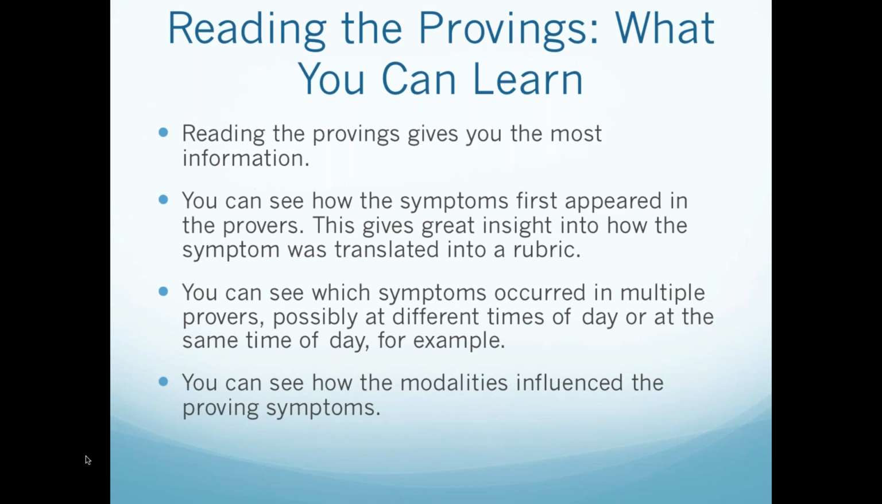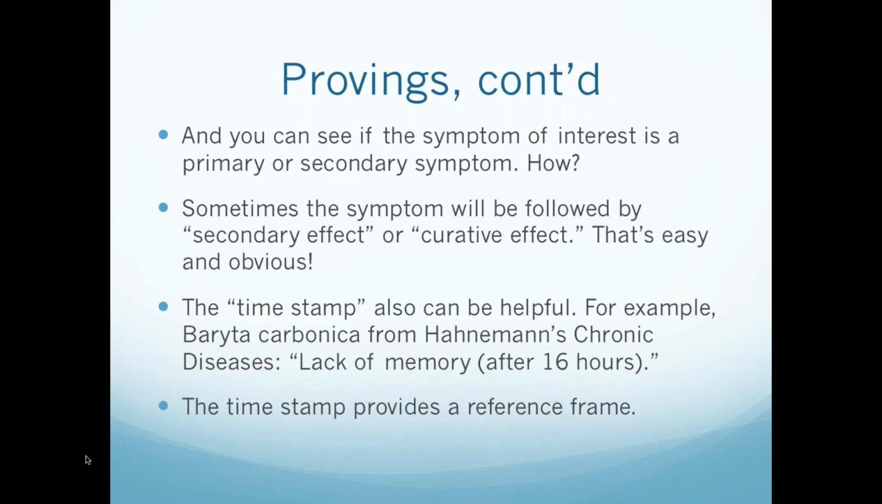So you can see which symptoms occurred in multiple provers, possibly at different times of day or at the same time of day, for example. And that shows you that what you're looking for is really reliable if you see it in multiple provers. And you can see how the modalities influence the proving symptoms as well. You can see if the symptom of interest is a primary or secondary symptom. So sometimes when you're reading the provings, the symptom will be followed by secondary effect. Like it will literally say that, or a curative effect.